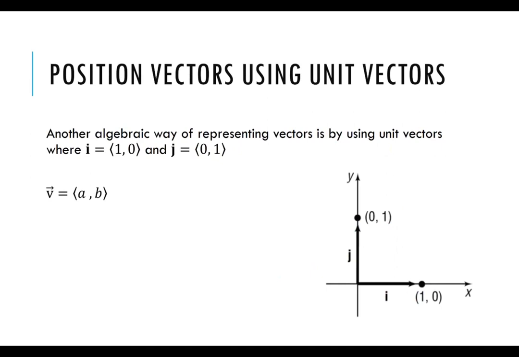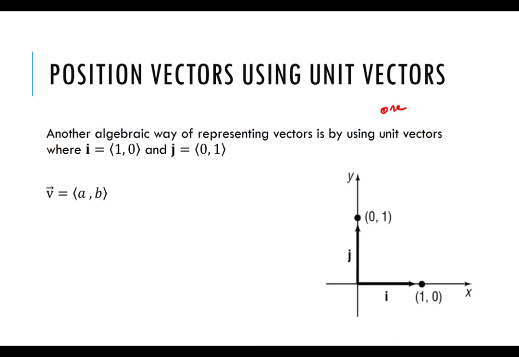Now, once you have position vectors, there's an additional way that we could represent those position vectors. Sometimes we use what's called a unit vector. Remember, unit is just a math term for 1, so a unit vector is a vector with length 1. Specifically, we're going to use i and j notation. i is the unit vector in the direction of the x-axis, and j is the unit vector in the direction of the y-axis.